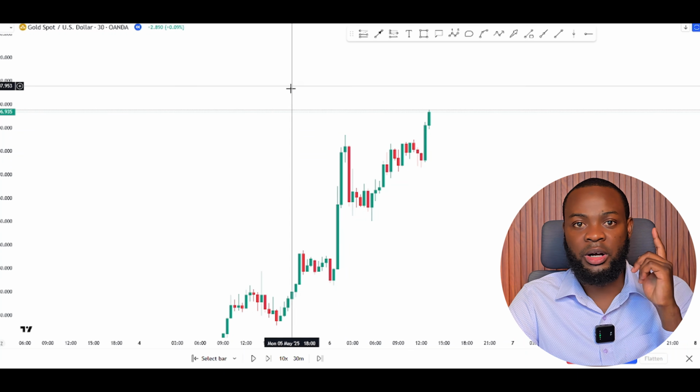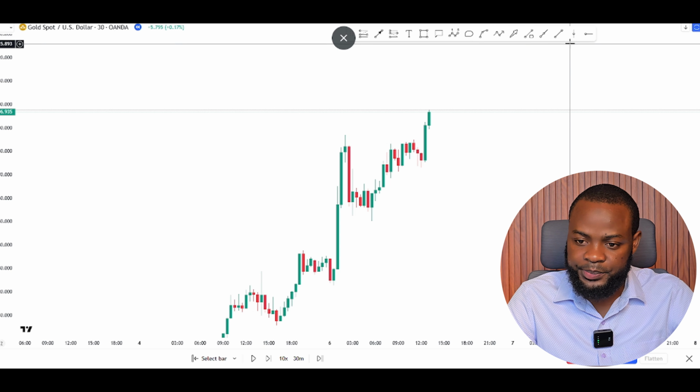Now, after identifying the uptrend direction of the market, you must be looking for the setups. You don't just enter the market because the market is giving you higher highs and higher lows and say, now you're going to trade. No, you must identify a valid setup following your strategy. For us, we have 10 setups, and today let's talk about one of them.